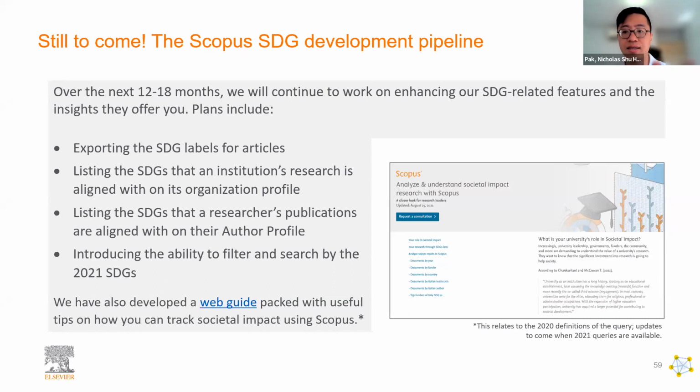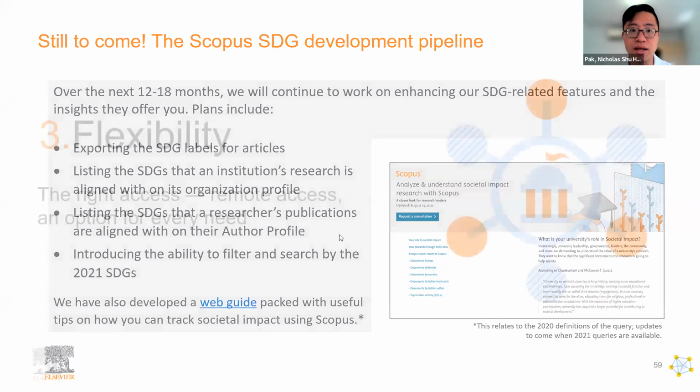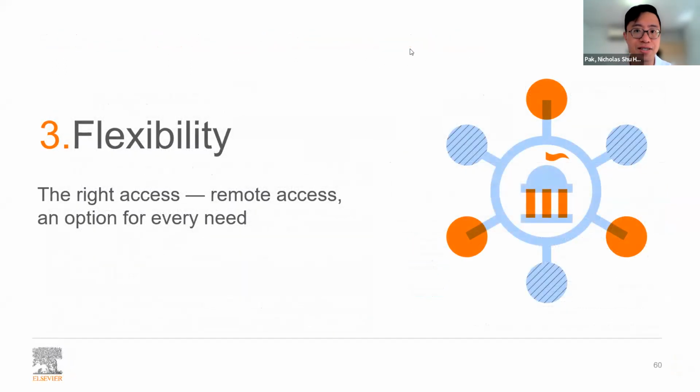The one caveat is that this relates to the 2020 definition of the query. Updates will come when the 2021 queries are available, right? So I'm going to stop sharing first, and I'm going to run through Scopus itself directly with you so that we can talk about this as it comes along. So in the meantime, I'm going to share my screen, and let me know if you're able to see the content I'm sharing.